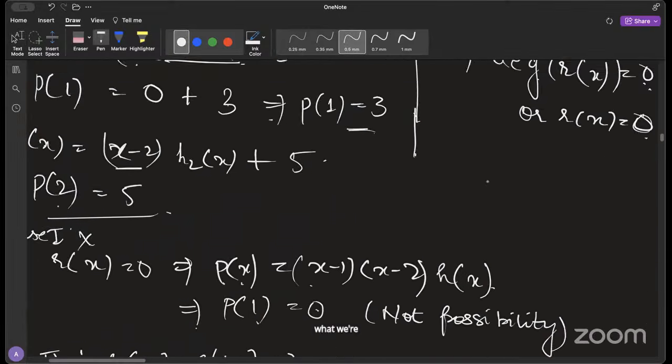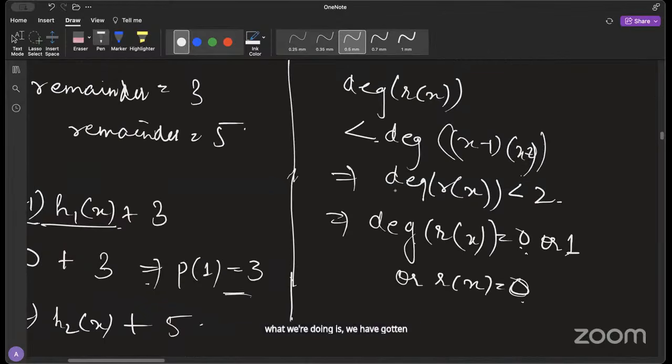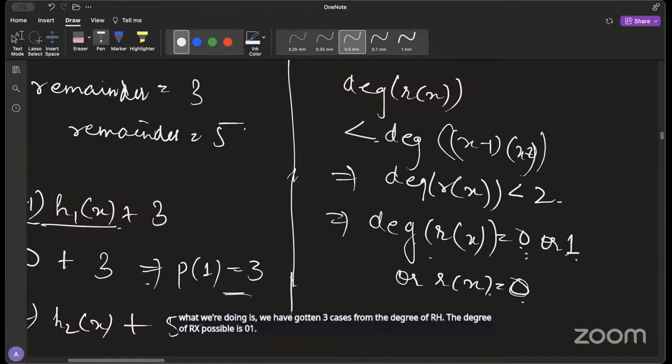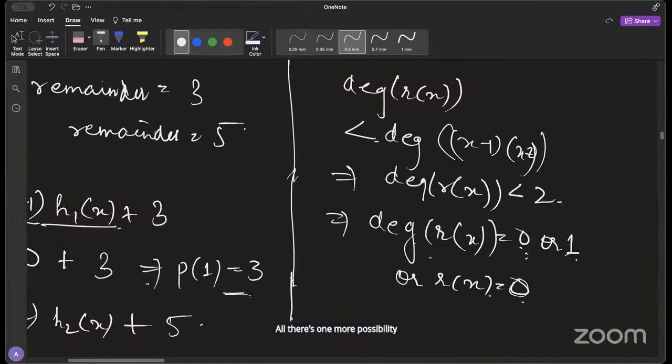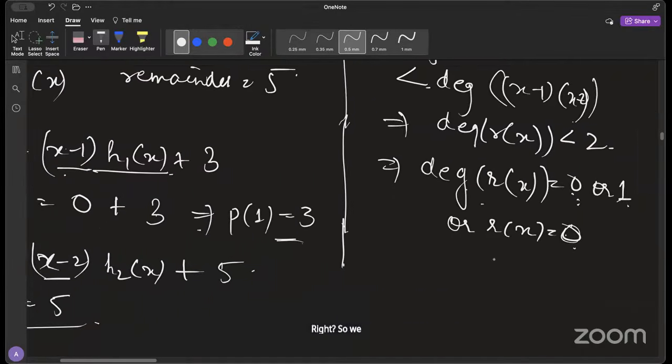What we're doing is we have gotten 3 cases from the degree of Rx. The degree of Rx possible is 0, 1, or there's one more possibility, Rx is 0. So you now have 3 cases. You have to check which one of these is true, right? So we've already checked for Rx equals 0.